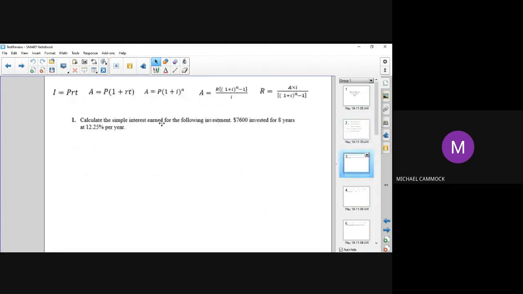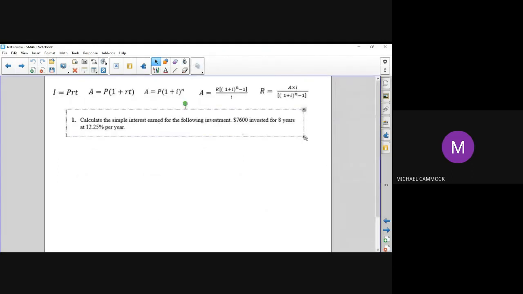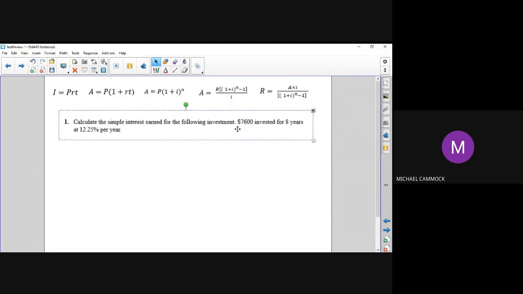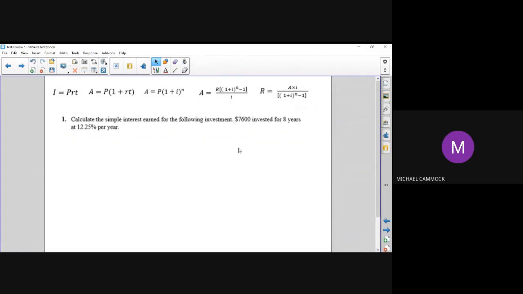Now, hopefully you can read the question on the screen, and I'll make it a little bigger for you. I'm not going to do the question, but I want you to read that question for yourself. I have all the formulas at the top of the page: the two simple interest formulas, the compound interest formulas, and the two annuity formulas right here.